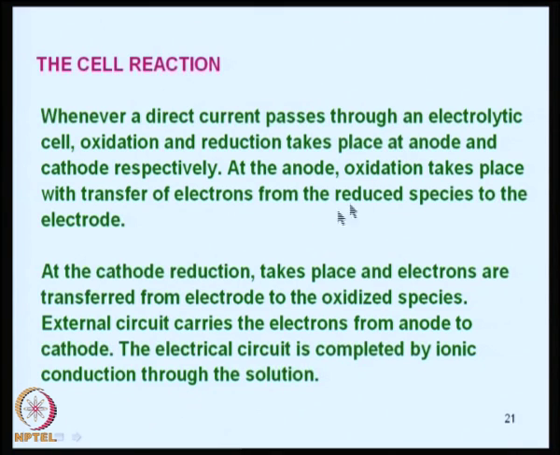I want to remind you that whenever a direct current passes through an electrolytic cell, oxidation and reduction take place at the anode and cathode respectively. At the anode, oxidation takes place with a transfer of electrons from the reduced species to the electrode. At the cathode, reduction takes place and electrons are transferred from the electrode to the oxidizing species. We have covered all this in the last class. Now, when the electric circuit is completed, ionic conduction occurs through the solution.